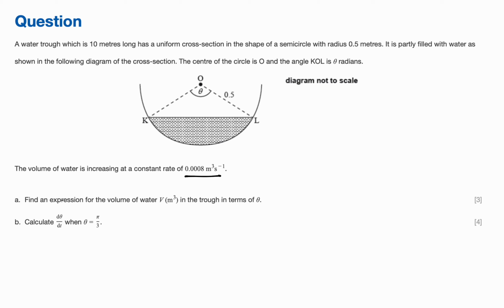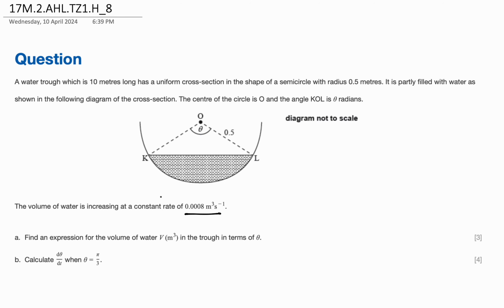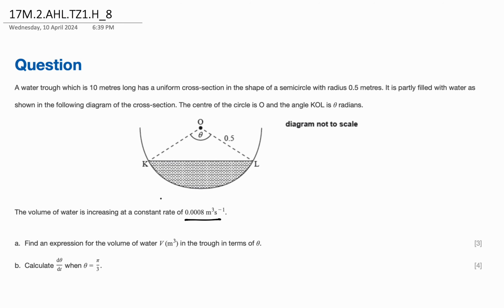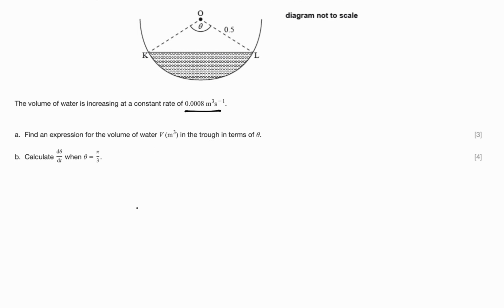So it's two parts. A. Find an expression for the volume of water, V meter cubed, in the trough in terms of theta. Okay, so this is a related rates question, and so let's get started.